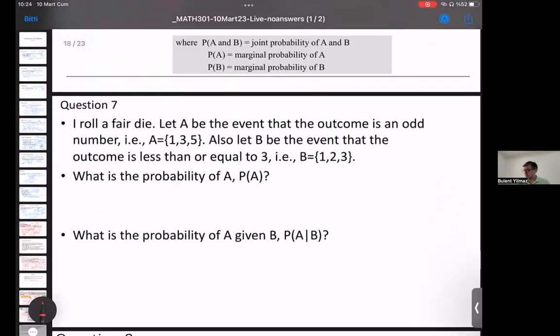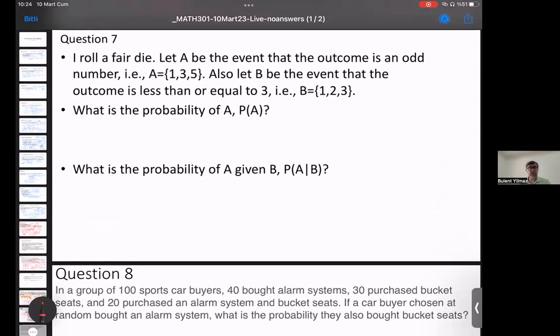Okay, let's start with a question. I roll a fair die, no trick, no bias, okay? Die means zar, fair, düzgün. Let A be the event that the outcome is an odd number. That means the outcome is 1, 3, or 5. Let B be the event that the outcome is less than or equal to 3. B is this. Do you understand the events and the random experiment? This is the random experiment.